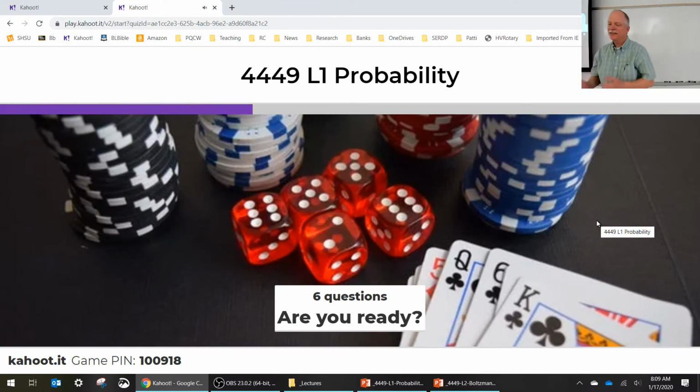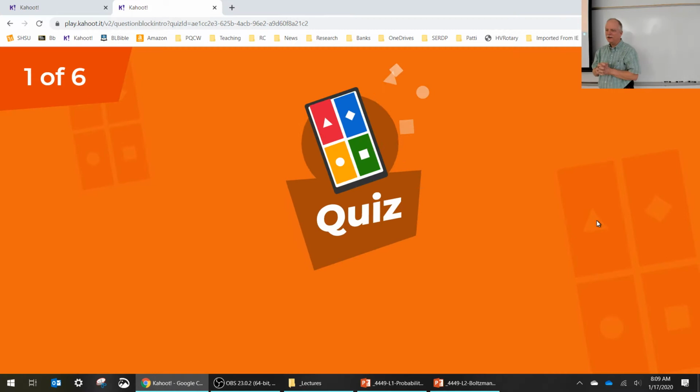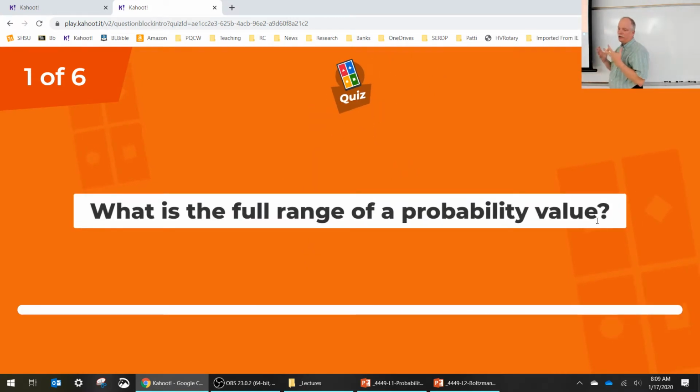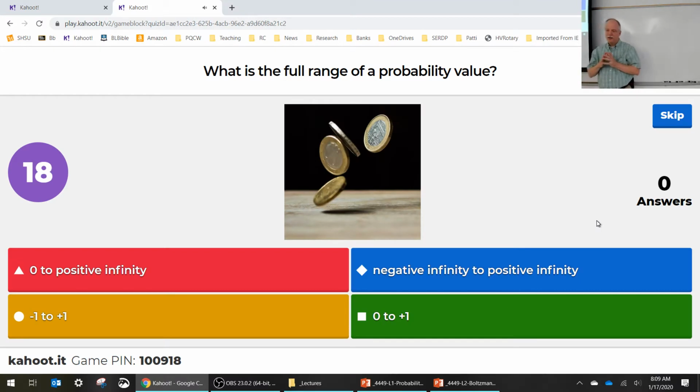So this is on probability, just to kind of see how well you understand probabilities. What's the full range of a probability value? In red, we have 0 to positive infinity. Blue is negative infinity to positive infinity. Orange is -1 to +1. And green is 0 to 1. So we're talking about probability. What's the full range of the numbers that we could possibly have?